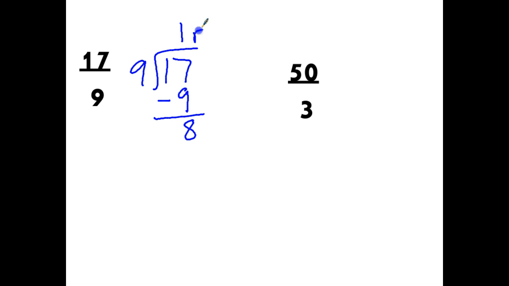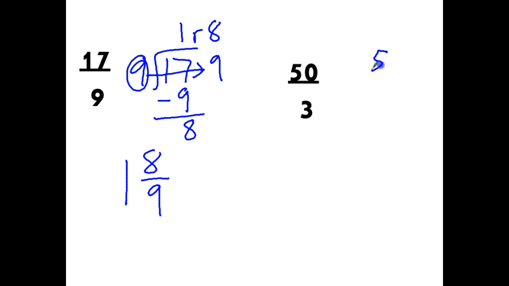Here's a couple for you to try out. Stop the video. 17 divided by 9. It only goes one time. When I subtract, I've got an 8. But remember, 8's going to be okay because it's less than 9. Bring my 9 over, and my answer would be 1 and 8/9.